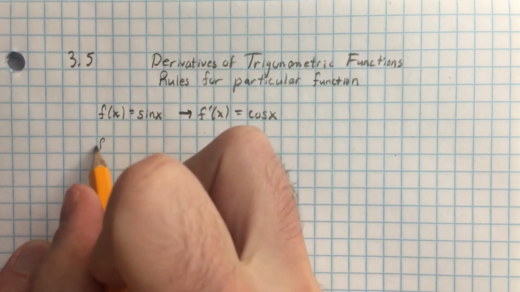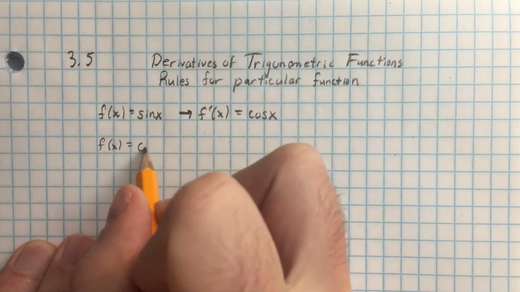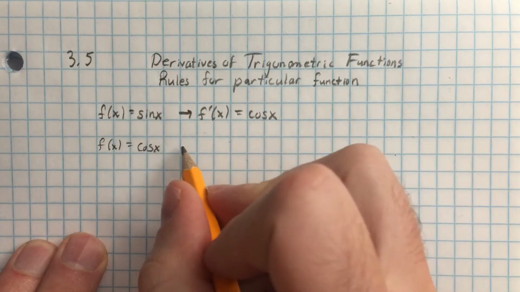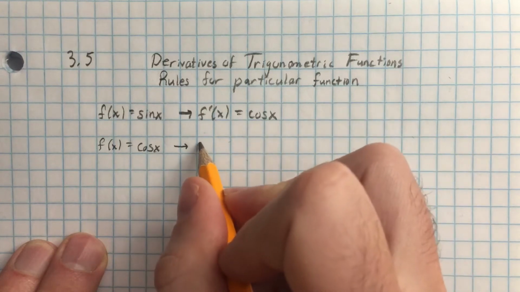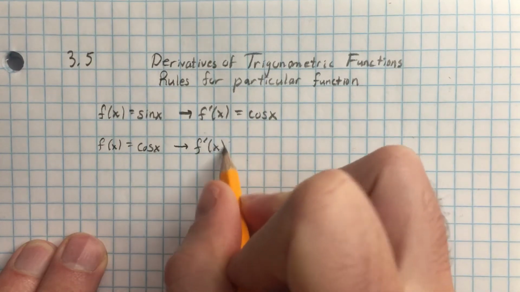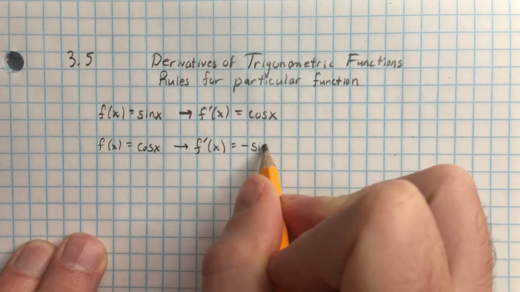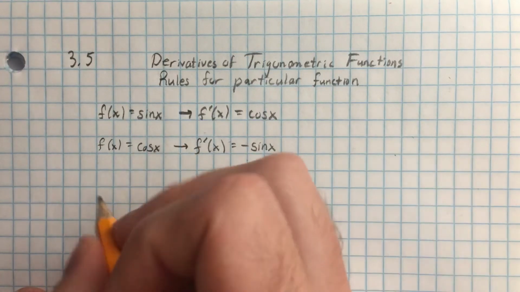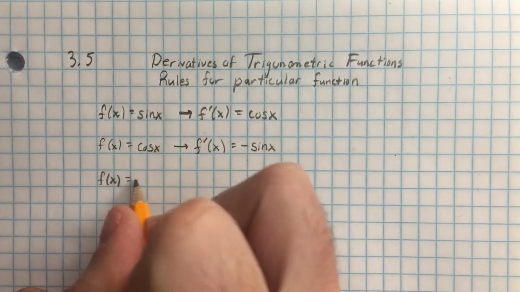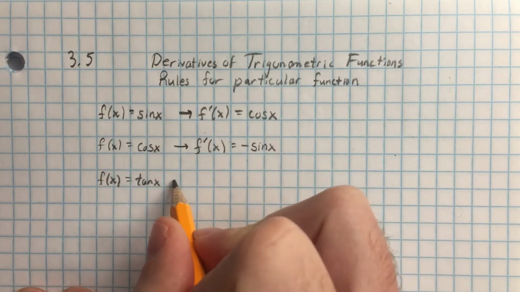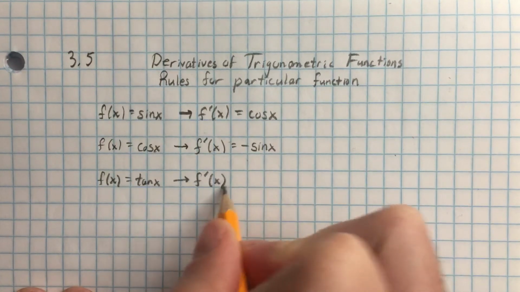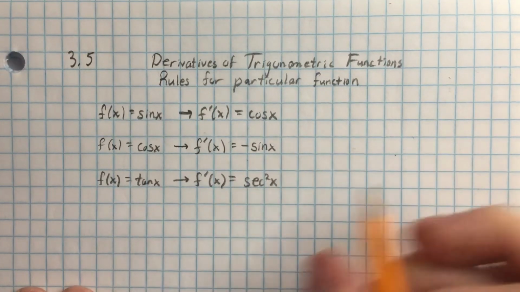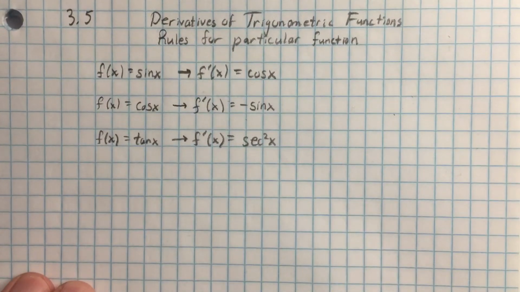Okay. If f of x is then the cosine function, you would probably then guess that its derivative is sine back again. You're close. Its derivative is negative sine. Tangent function, which is the quotient of these two, sine over cos, its derivative is secant squared. Okay. So those are the main three.